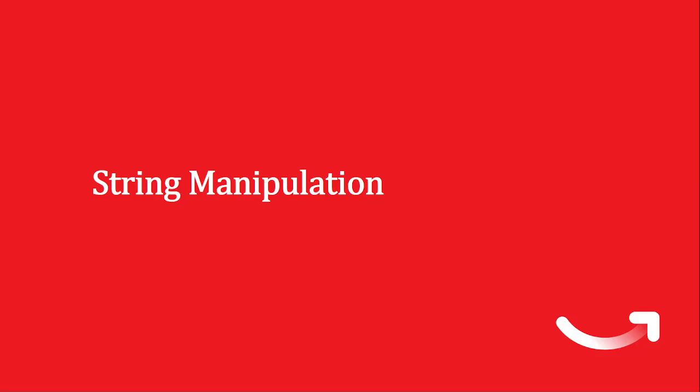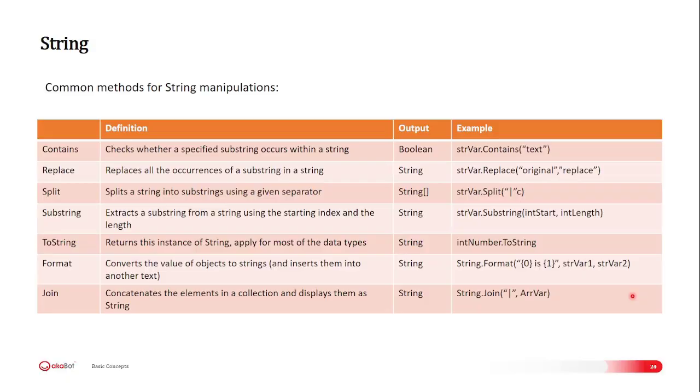Now, let's take a look at some essential string manipulation methods. Starting with contains, this method checks whether a specific substring exists within a string. It will return a boolean value: true if the substring is found, and false if it's not. For example, this will check if the word text is present in the string str_var.